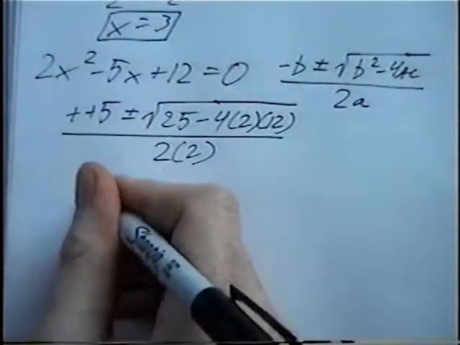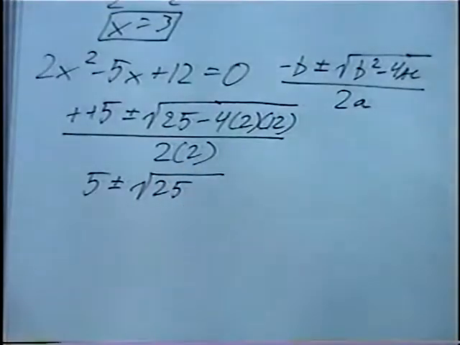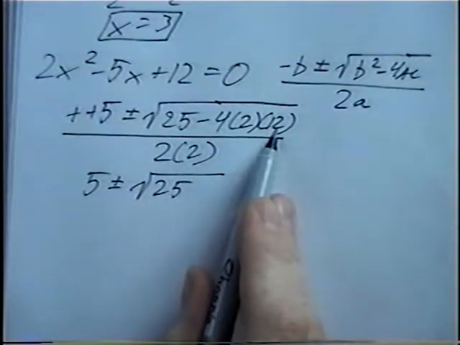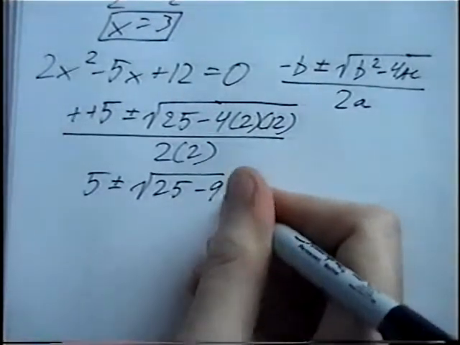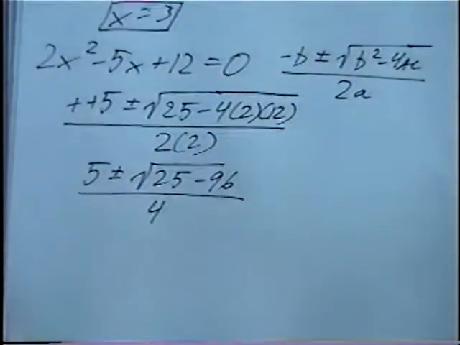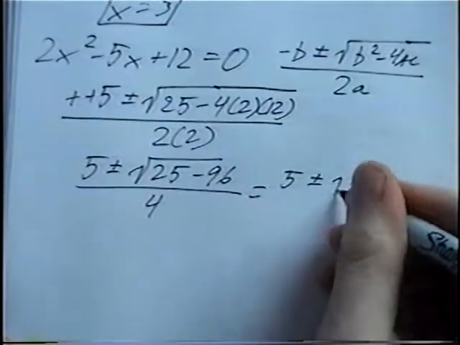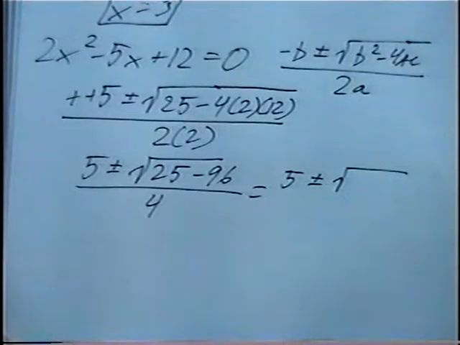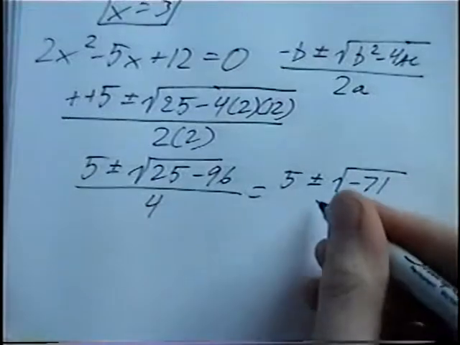Solving this out, we have 5 plus or minus the square root of 25. 4 times 2 is 8. 8 times 12 is 96 with a minus, so negative 96 divided by 4. Simplifying further, 25 minus 96 would be negative 71, divided by 4.